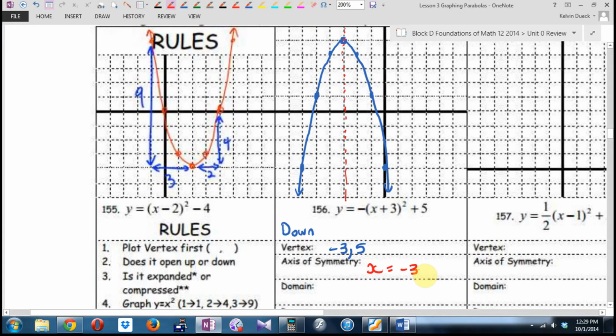Can you look at the equation, remembering that brackets are backwards, and tell me, just by looking at the equation without any graph paper, the equation of the axis of symmetry? Could you do that? I hope. What's the domain?